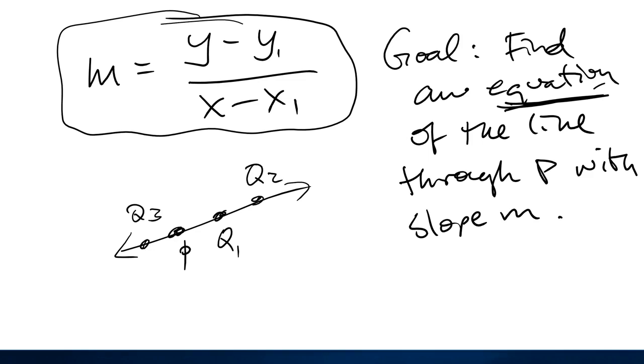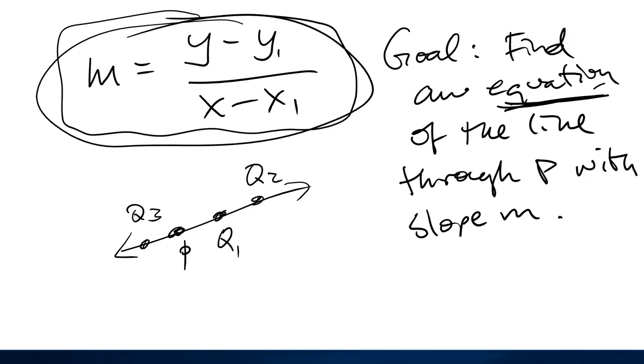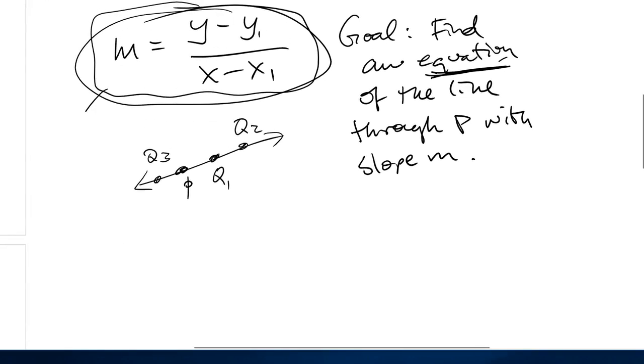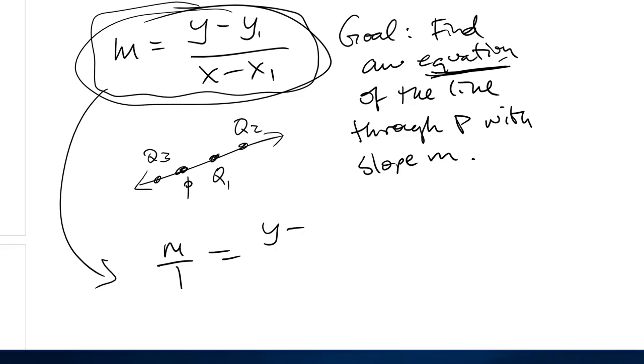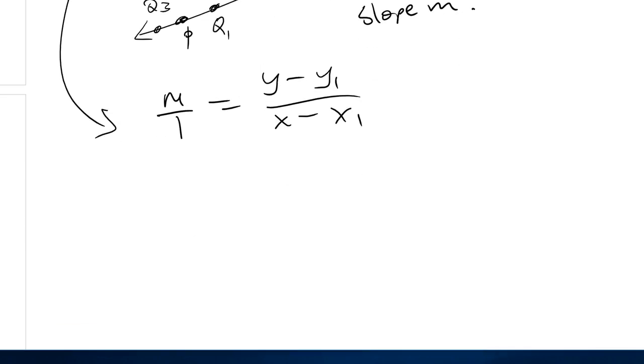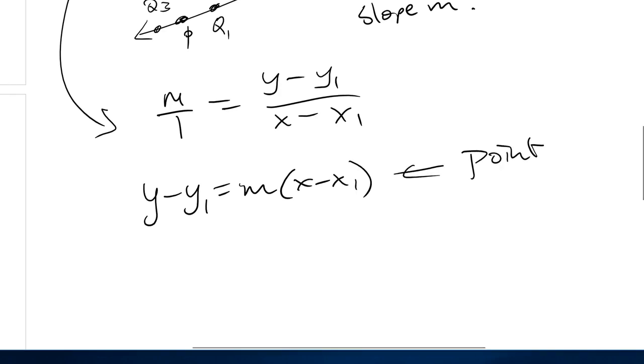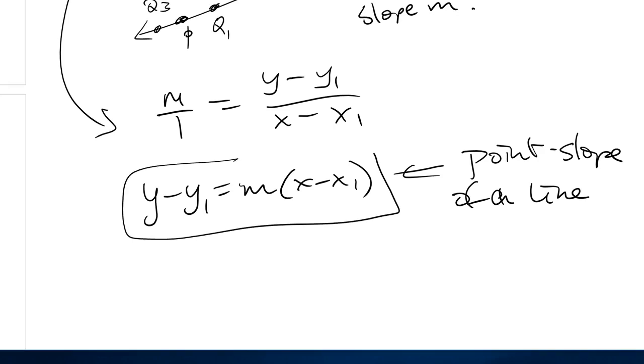Well, here it is. It's right here, staring at you. But what they normally do is they cross multiply, and this formula is normally what you see. So what I'm going to do is I'm going to cross multiply. I'm going to write m over 1 now, and so this becomes y minus y1 equals m times x minus x1. And this is what's called the point slope form of a line. You don't need to know the name, just know how to use this, right? I mean, you see this all the time. All right, so this is the equation of a line.